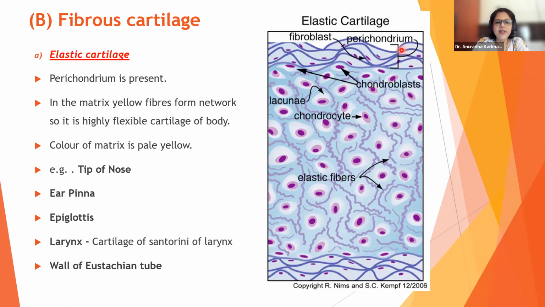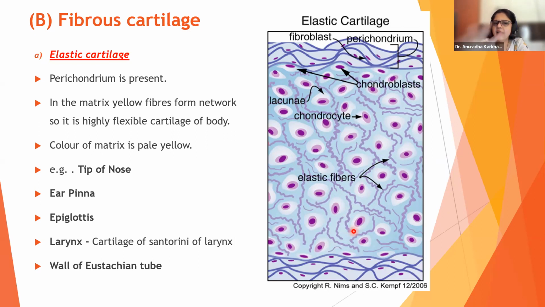Okay. Where are they going to be found? Tip of the nose, ear pinna, epiglottis, cartilage of the larynx, wall of the Eustachian tube. All of these would be made up of elastic fibrous cartilage. Here also you can see the lacuna. Here also you can see the chondrocytes. The only difference is the matrix is going to have elastic fibers scattered everywhere, which was not a part of our hyaline cartilage. So now understood the difference between hyaline cartilage and fibrous cartilage?